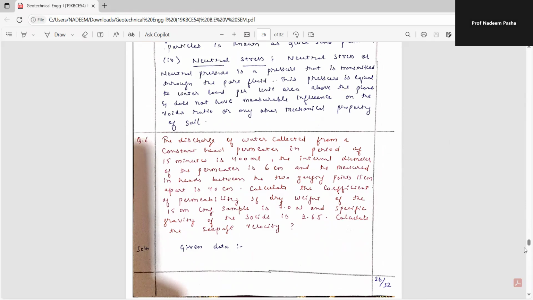The discharge of water collected from a constant head permeameter in a period of 50 minutes is 400 ml.